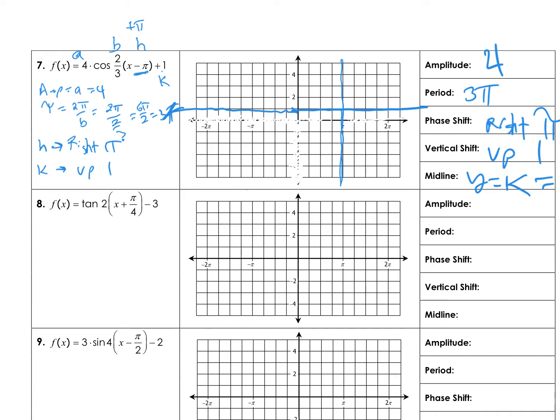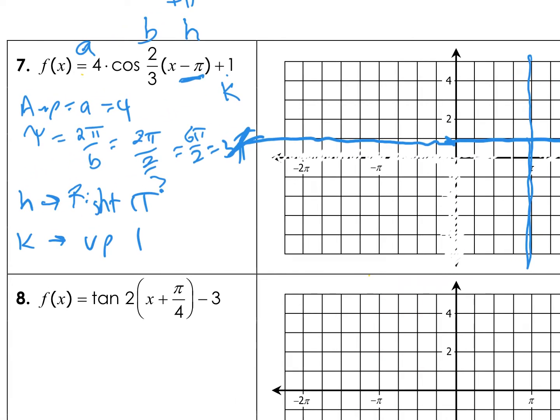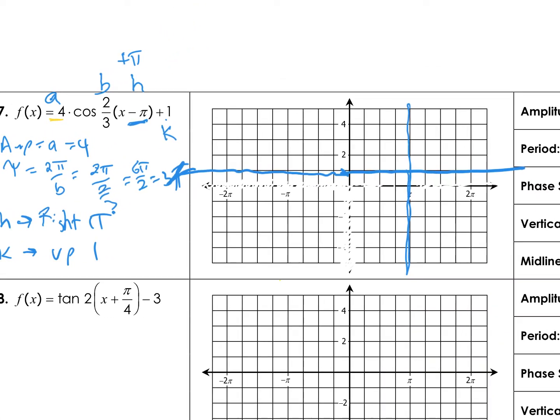So my cosine, if it's a positive cosine, and it's a positive 4, has to start at the top, the maximum value. And if this blue line is where it started and my amplitude is 4, then I need to count 4 up. 1, 2, 3, 4. There is my maximum. I got to count 4 down. 1, 2, 3, 4. There is my minimum from my midline.